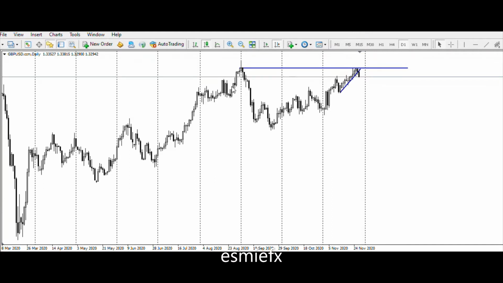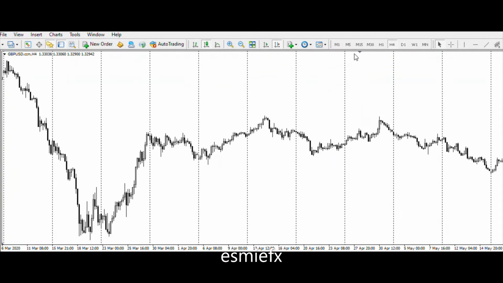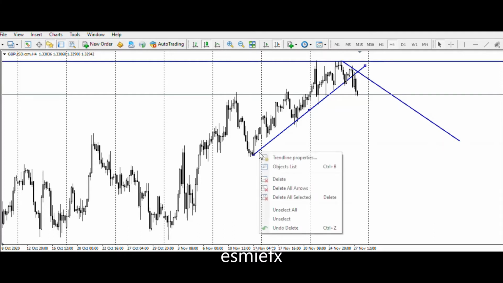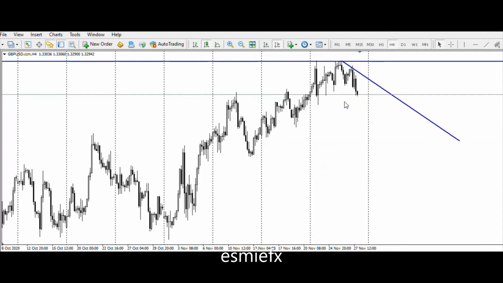next week, go back to the 4 hour. Since price has broken this way, giving a high, lower high, I'm going to draw this way now. Okay, this is my trend line. As long as price respects this trend line, then it will be a sell.